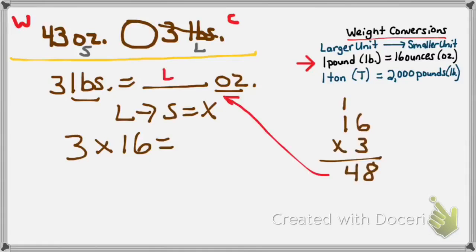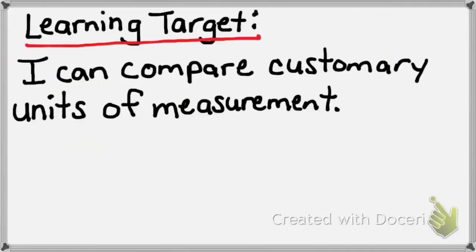And when you get your answer and find out what the conversion is, you can write that new answer on top of what you crossed out by the comparison sign. Now that your units are the same, ounces to ounces, it's a very quick and easy comparison. And in this case, I can see that 43 ounces is less than 48 ounces. Hopefully by now you can confidently say, I can compare customary units of measurement.